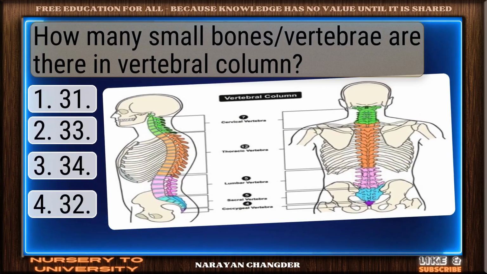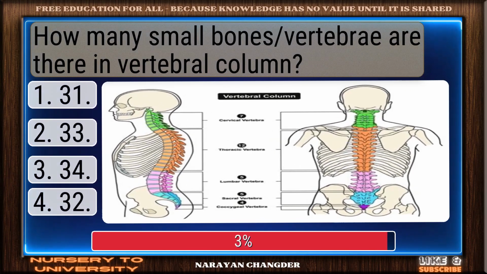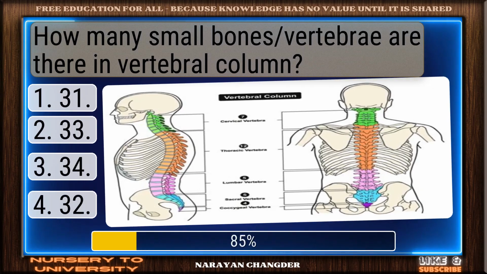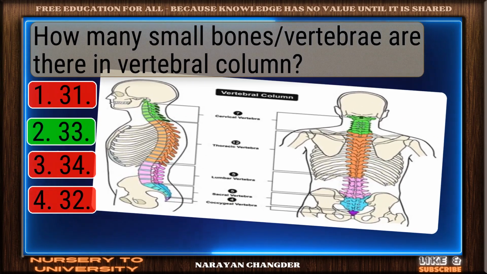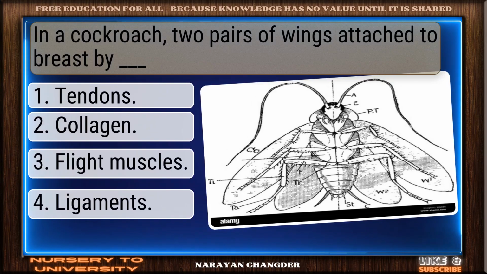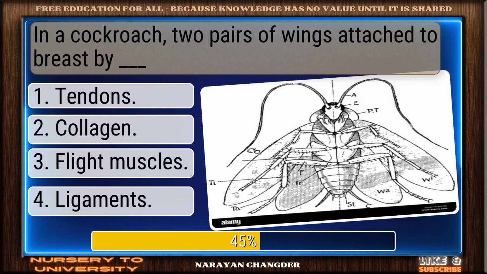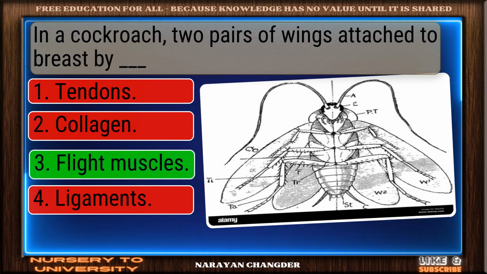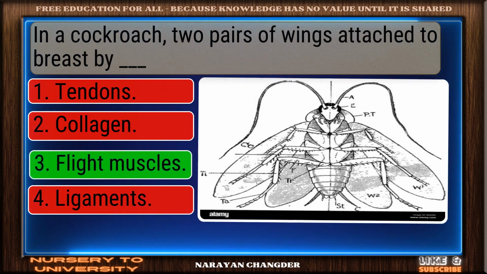How many small bones, vertebrae, are there in the vertebral column? You got it. Your choice 33 is right. In a cockroach, 2 pairs of wings are attached to the breast by dash. Solid response. Flight muscles is a valid choice.